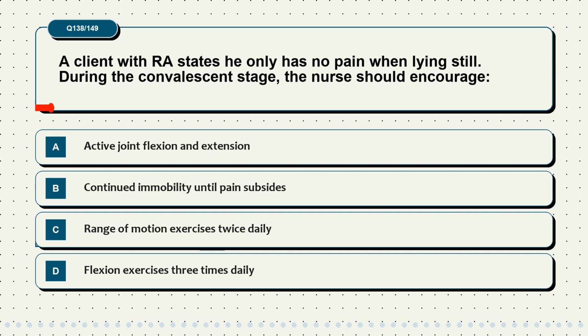Question 138. A client with RA states he only has no pain when lying still. During the convalescent stage, the nurse should encourage. Here are the options. Option A. Active joint flexion and extension. Option B. Continued immobility until pain subsides. Option C. Range of motion exercises twice daily. Option D. Flexion exercises 3 times daily.